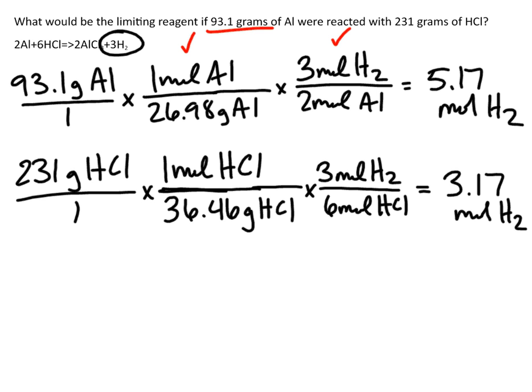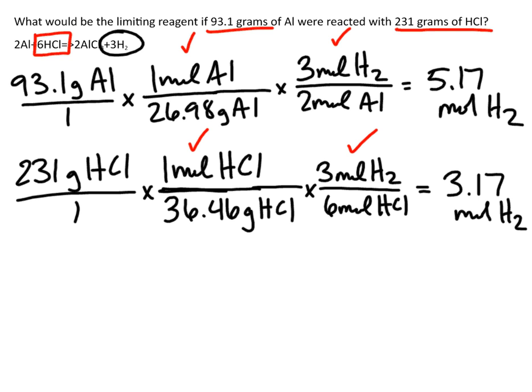Now that I know that, I need to look at the other reactant. So 231 grams of hydrochloric acid, and I'll use molar mass again to find out how many moles of hydrochloric acid. Then I will use the molar ratio right here to get to moles of hydrogen gas. I do my math, and I end up with 3.17 moles of hydrogen gas. Because the amount of hydrochloric acid that was given makes less product, the hydrochloric acid is my limiting reactant, and my aluminum is my excess reactant.